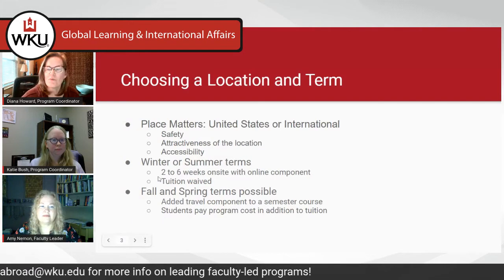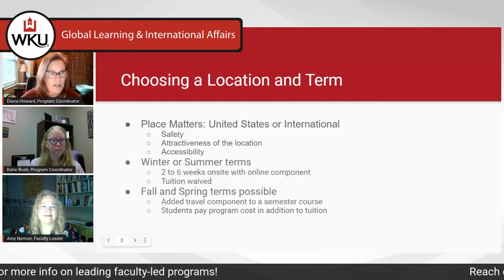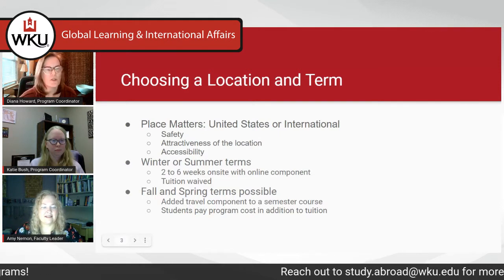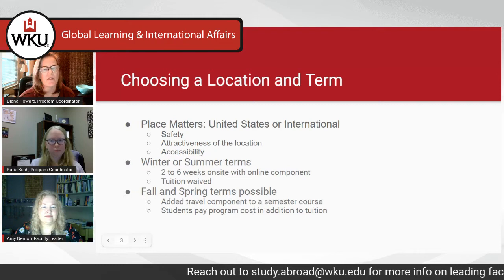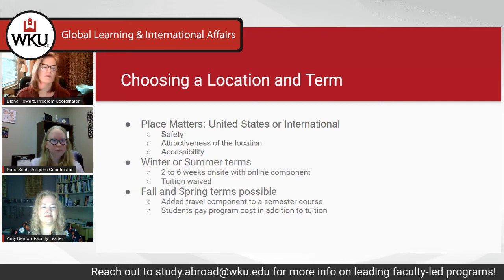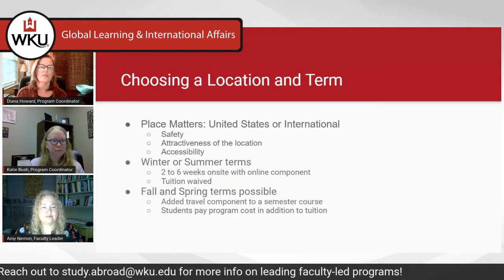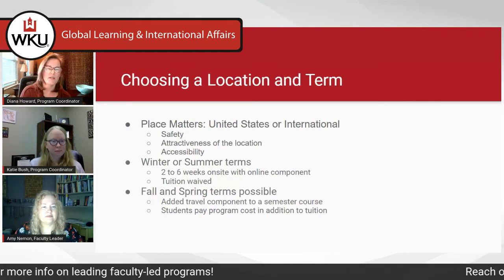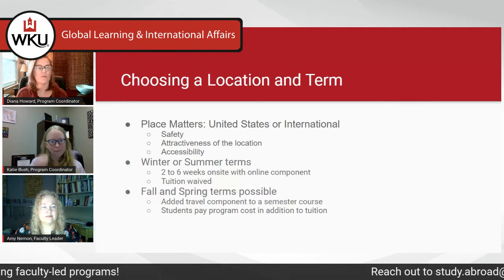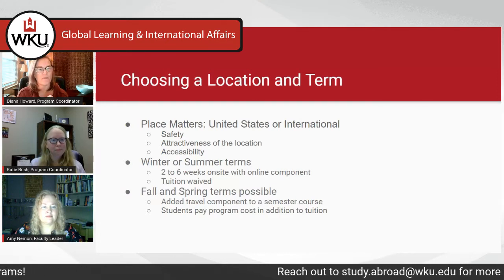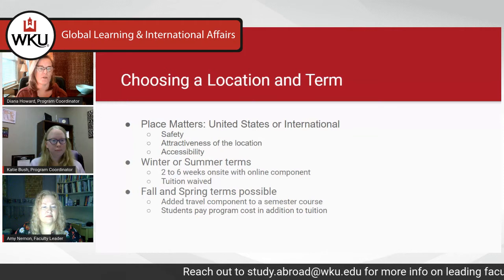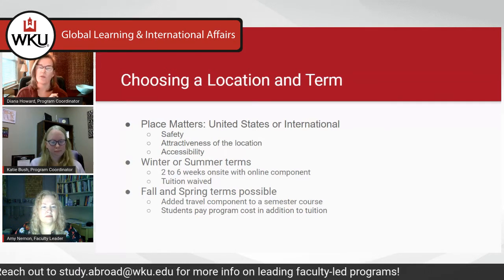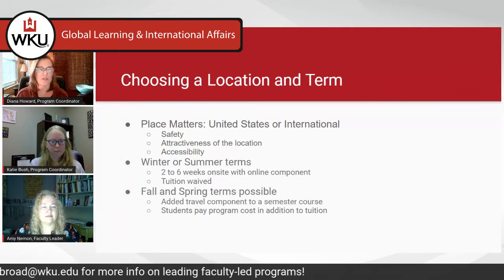So how do you choose a location? Choosing the destination is critical to the success of a faculty-led program. It's important to choose a place, country, and region of the world where students want to go. Apart from the academic rationale, 3 factors that are crucial to site selection are safety, attractiveness of the location, and accessibility. First and foremost, students will not go somewhere that they don't perceive as safe.